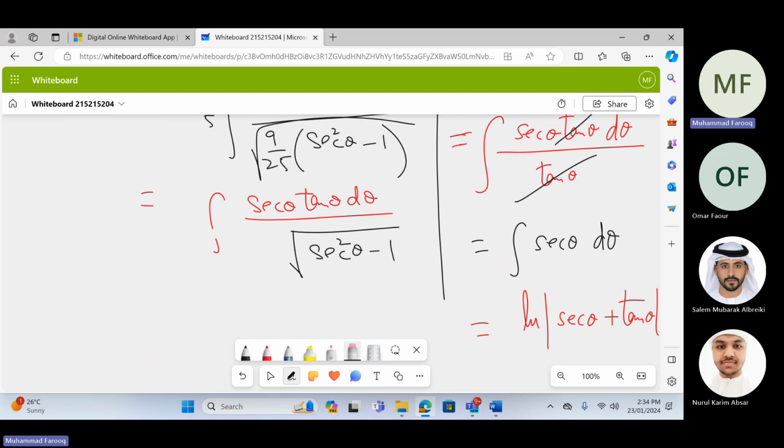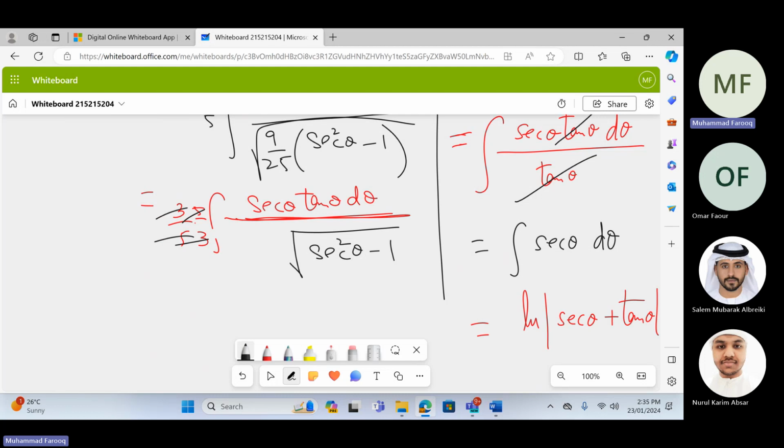Here we have 3 by 5, and here you have 3 by 5. So this is divide, then it is again divide. So this divide changes to multiply, then they become reciprocal. It means from here, this 5, 5, 3, 3 cancel. That's fine. Okay.